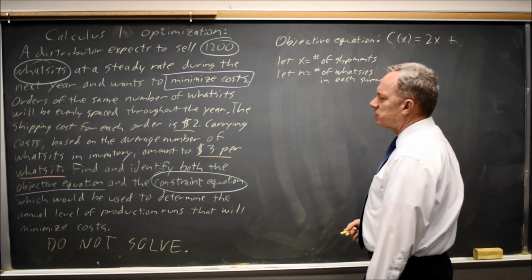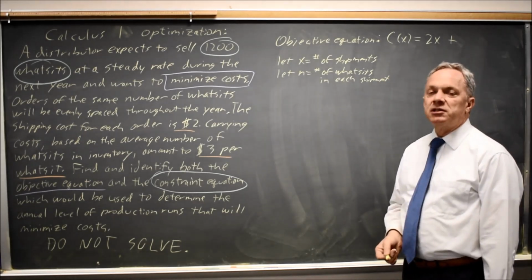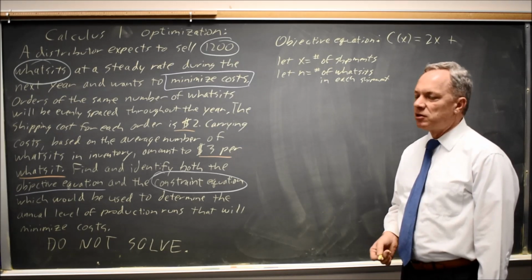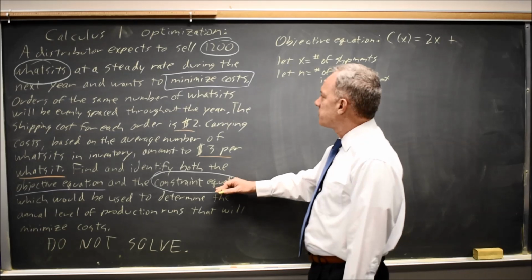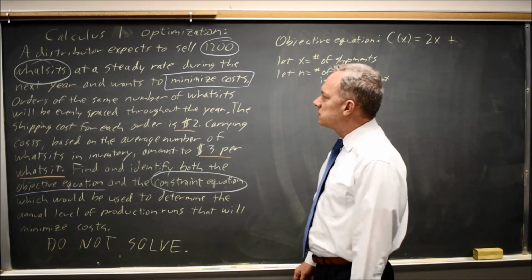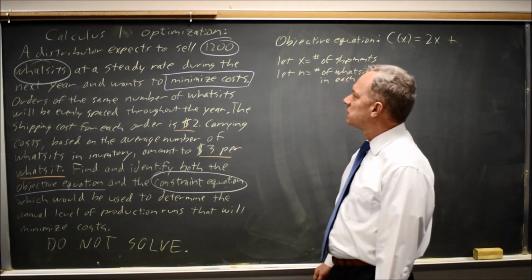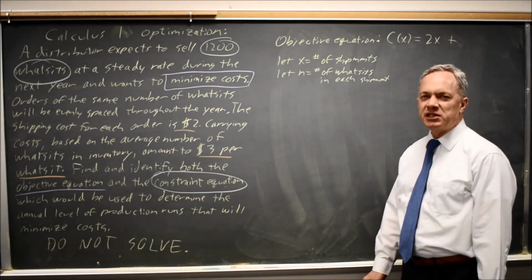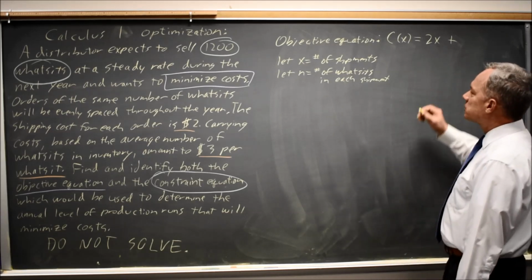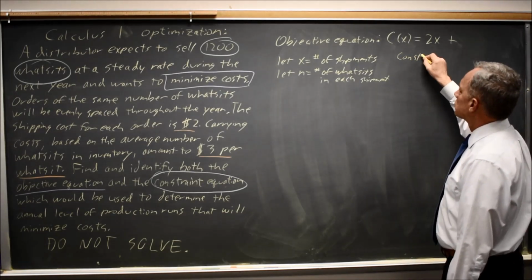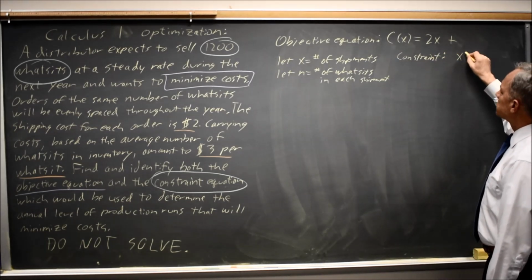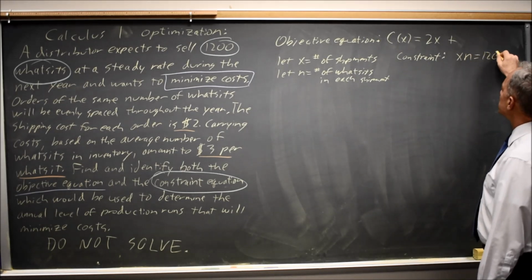And I need a constraint equation. The objective equation is the quantity that varies where you want to find a maximum or minimum to meet the goal of the calculus. Your constraint equation is something that's always precisely and exactly true and constant. Here our constraint is we're going to sell 1,200 whatsits. Whether we have 1,200 shipments of one whatsit or one shipment of 1,200 whatsits, we're going to sell 1,200 whatsits. So our constraint is the number of shipments times the number of whatsits in each shipment is 1,200.